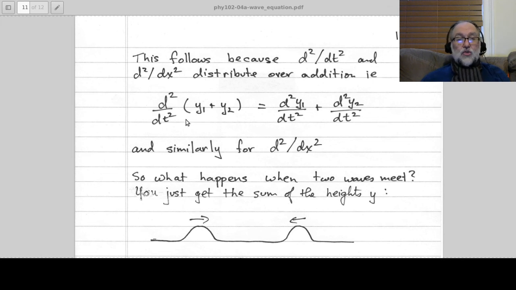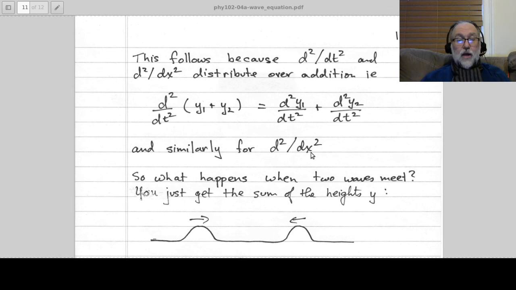Now that's true not only of the second order derivative with respect to time, it's also true of the second order derivative with respect to x. So on both the left hand side and the right hand side, the differentiation operator will distribute. And since y1 is a solution and y2 is a solution, the equality holds. The equality doesn't fall apart. I'm not going to do that right now because you'll do that as part of our problems.